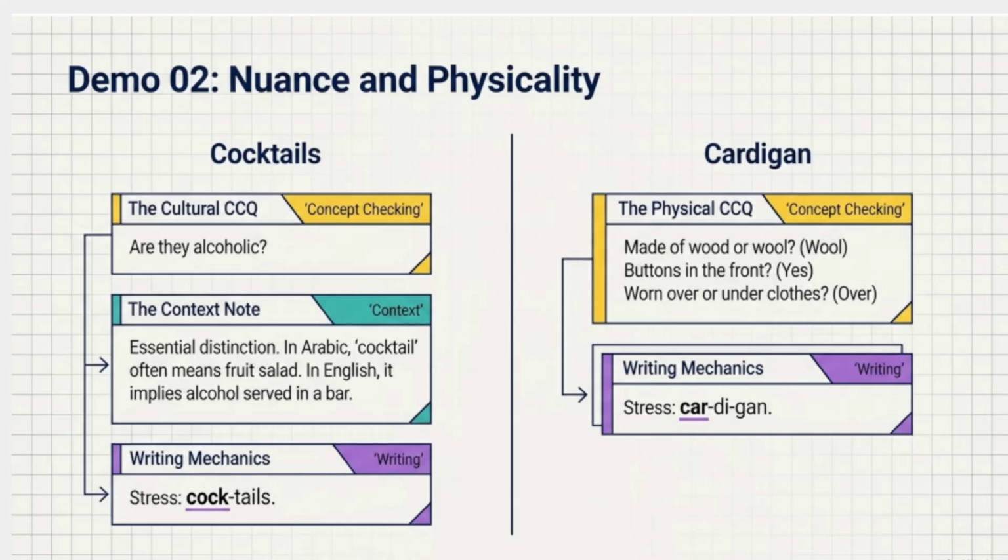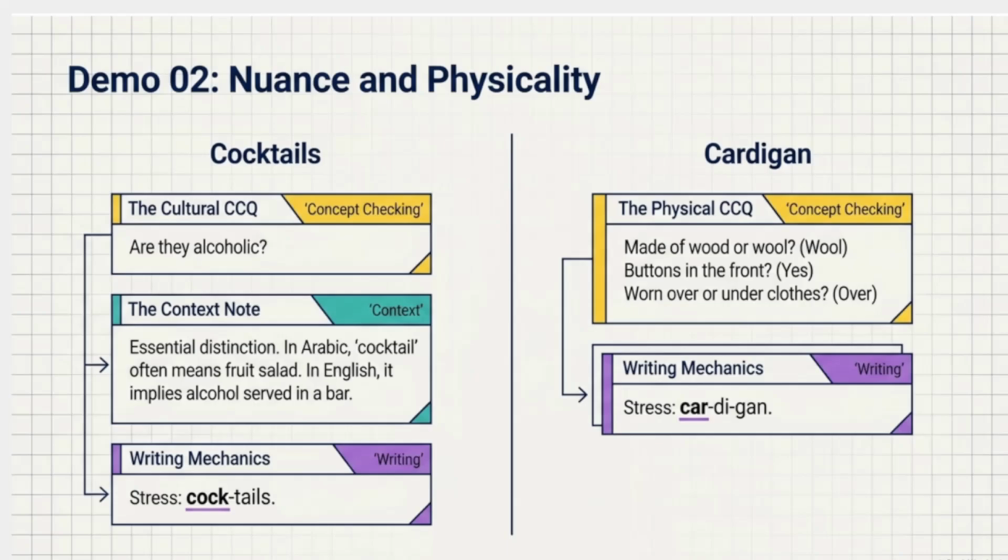This word is a good example of why cultural meaning matters. The presentation points out that in Arabic, the word cocktail can commonly refer to a fruit mixture. However, in English, cocktail can refer to an alcoholic drink served in a bar. Therefore, if we simply translate the word, students may develop the wrong meaning. Instead, we can use a cultural CCQ such as, are they alcoholic? This allows us to check the intended meaning.